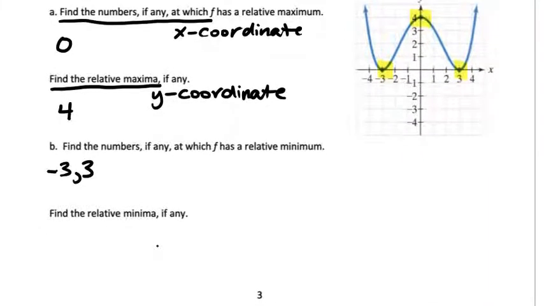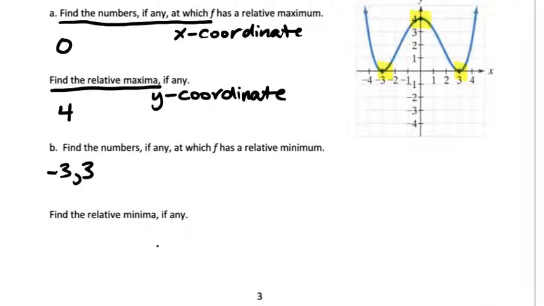And part B says to find the relative minima. Now that's the y-coordinates. Both of those points have the same y-coordinate, so I only need to type it once. It's 0.